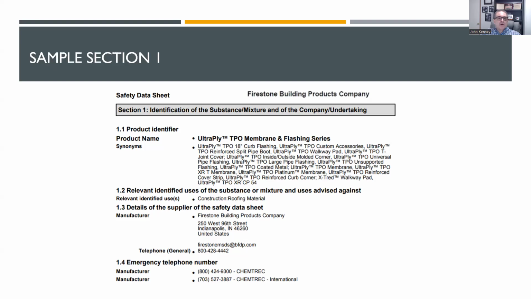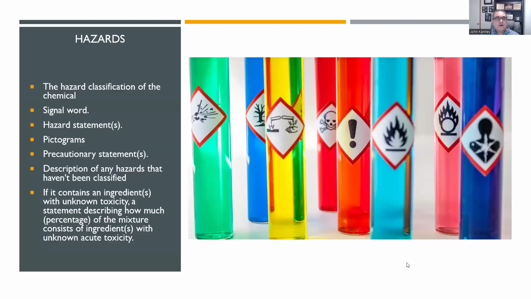So again, look at what's underneath section 1.1. That is your product identifier. It's going to tell you everything that this sheet covers. Relevant uses, again, construction roofing material. Details of supplier and safety data sheet manufacturer. It's going to tell you the information on the company that manufactured or produced this information. It'll give you an emergency phone number for the manufacturer.